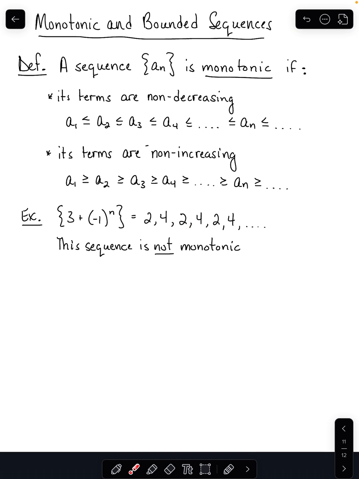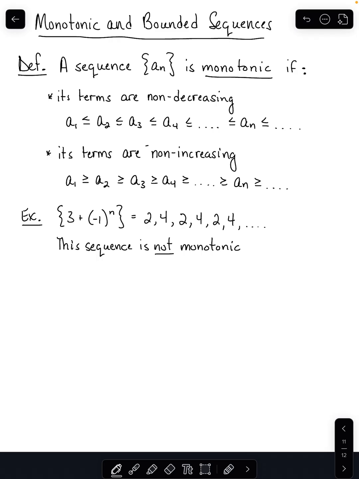It went back down. And then back up again. And then back down. So this increases from 2 to 4, and then decreases from 4 to 2. And then increases, and then decreases, and then increases, and so on. So this is not monotonic, because it's flip-flopping back and forth between increasing and decreasing.